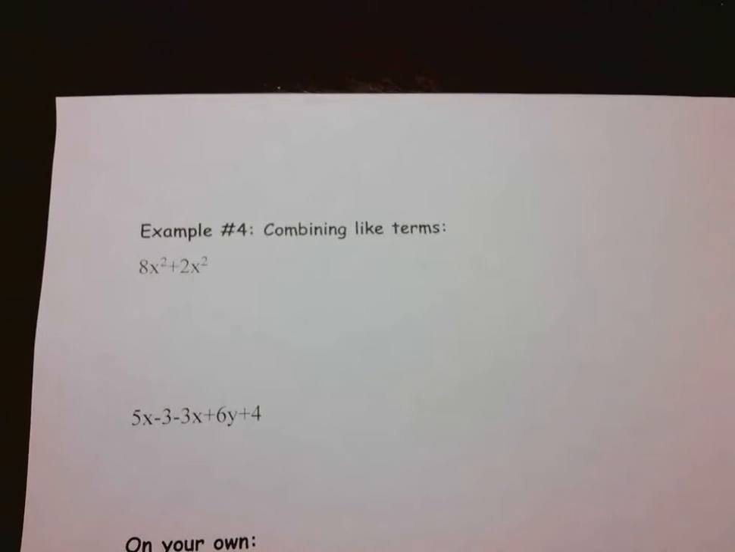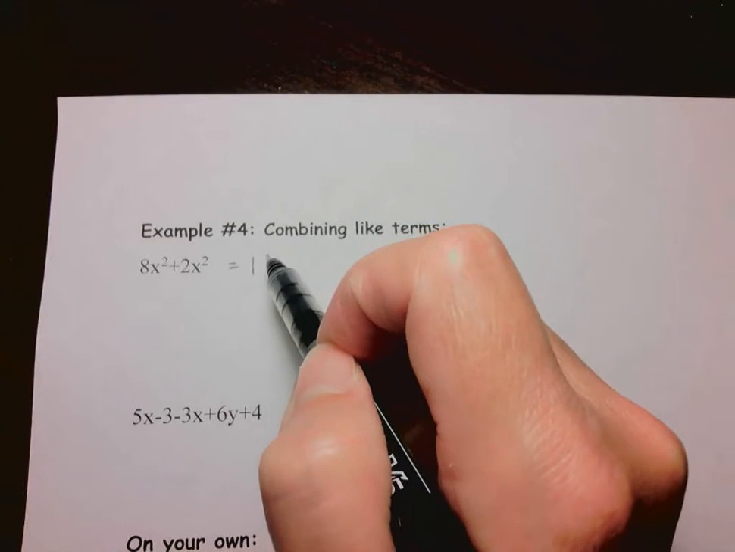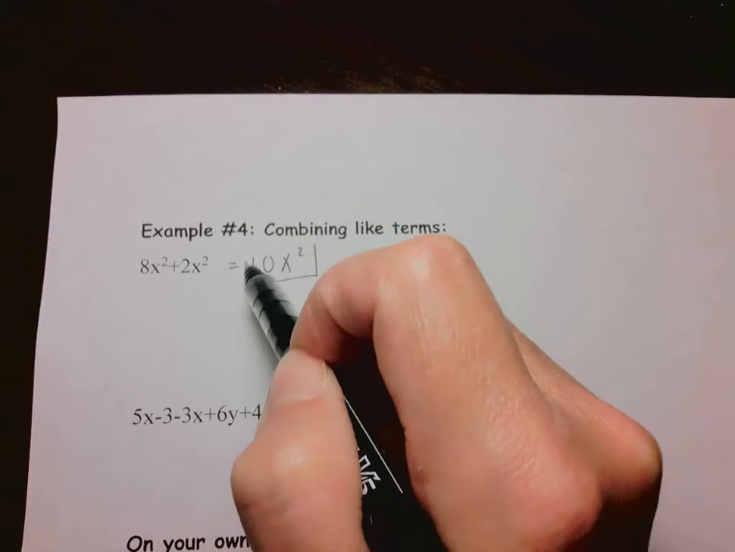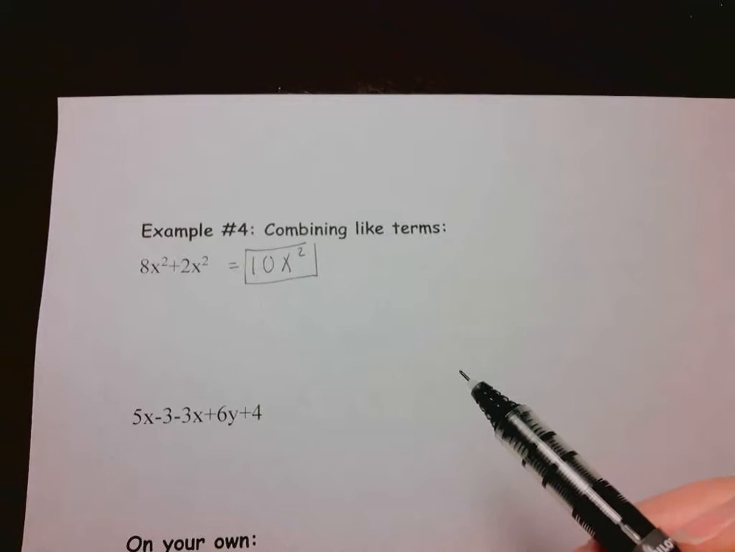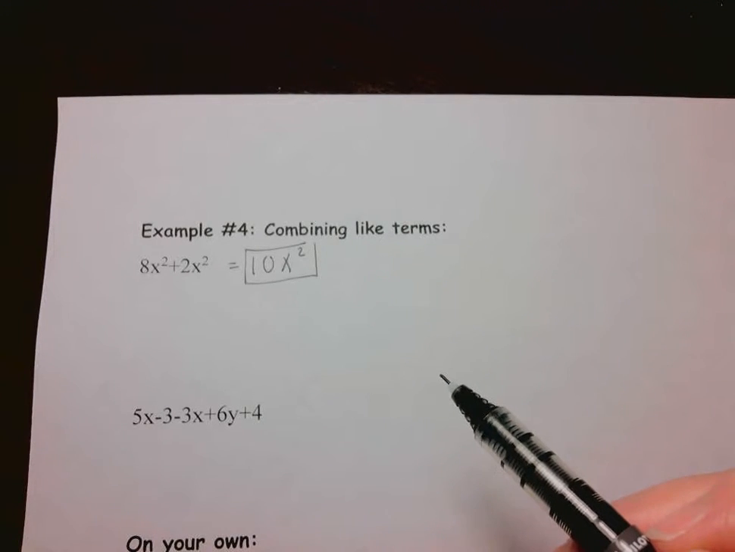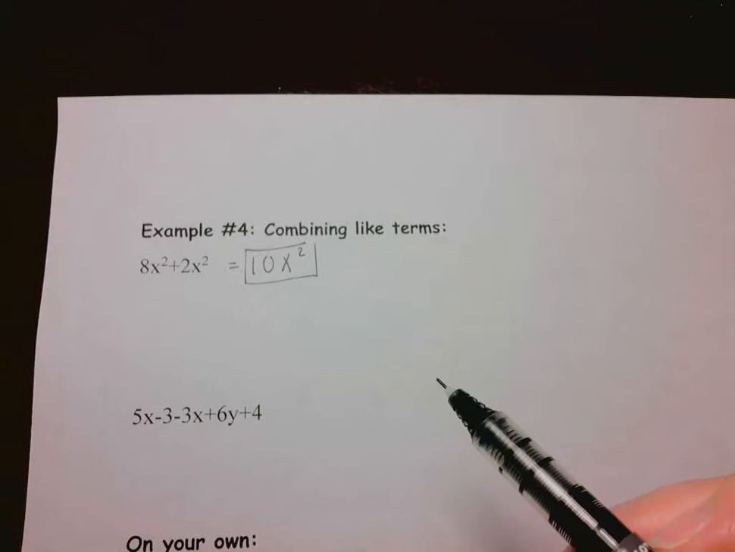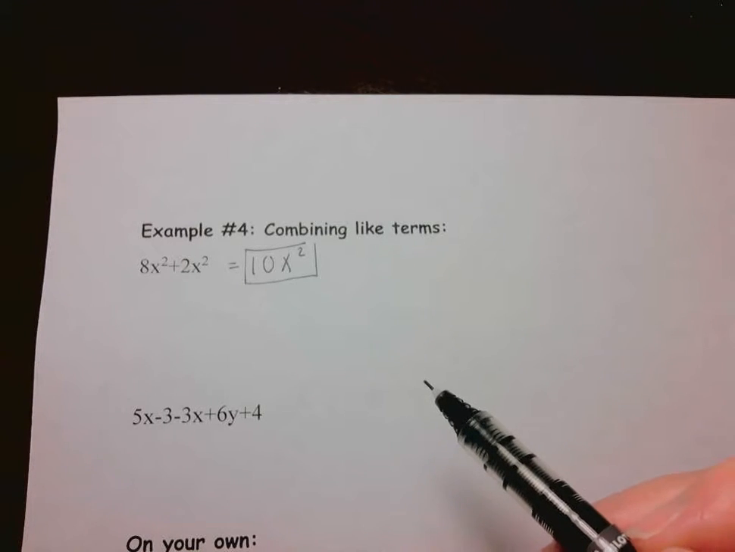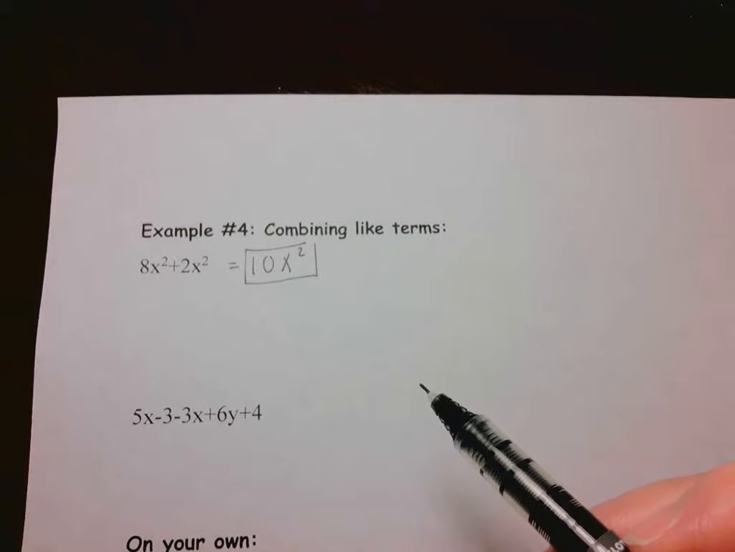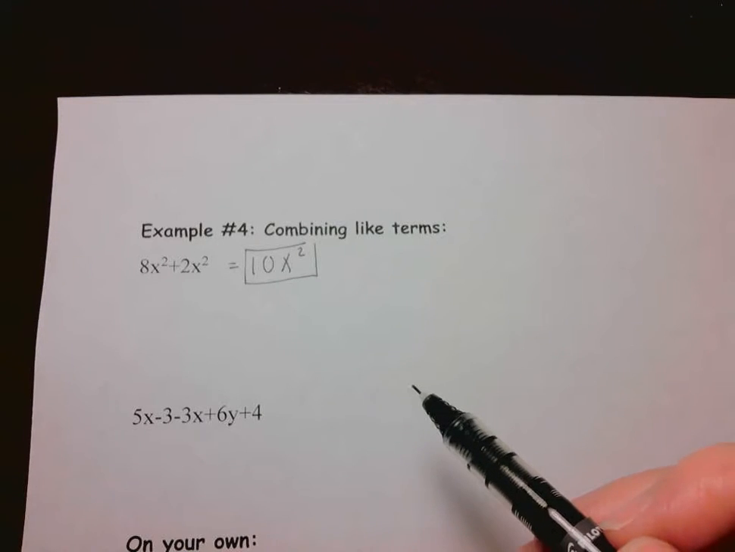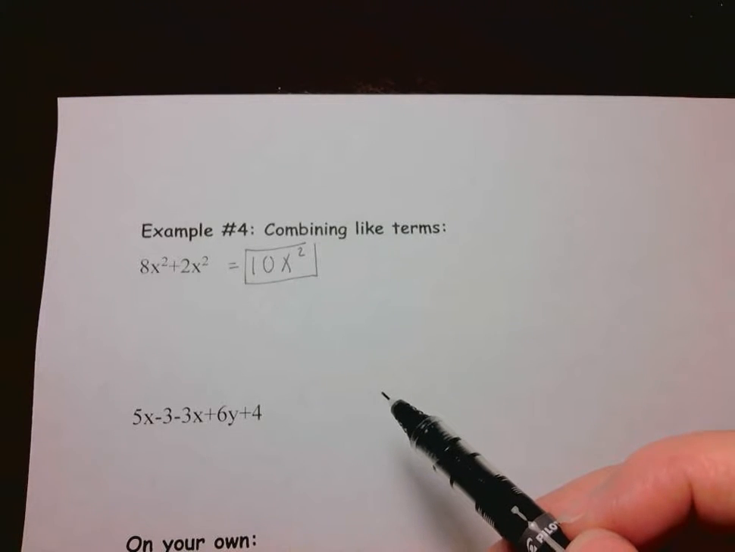Combining like terms. 8x squared plus 2x squared is the same thing as saying 10x squared. If you have like terms, terms that have the same combination of variables, you can combine them. Otherwise, you cannot. So let's talk about why. This is extremely important that you understand what's happening here.